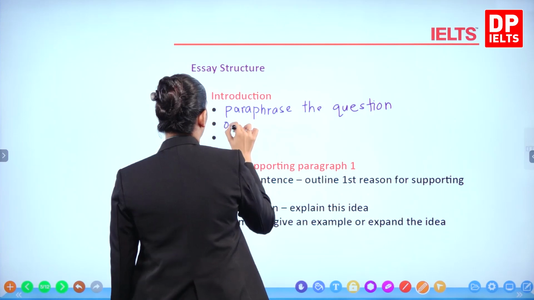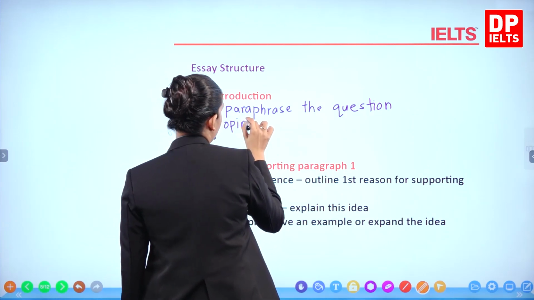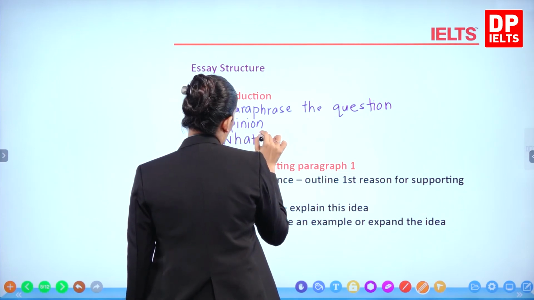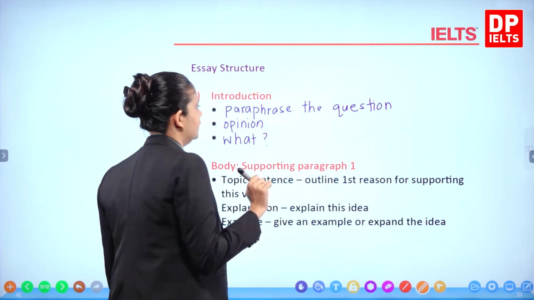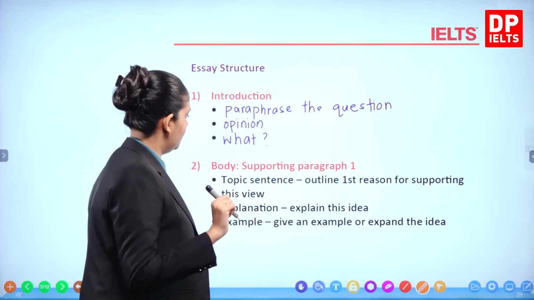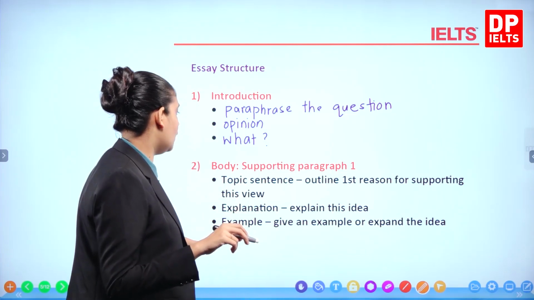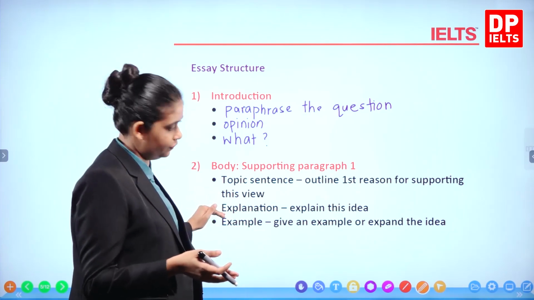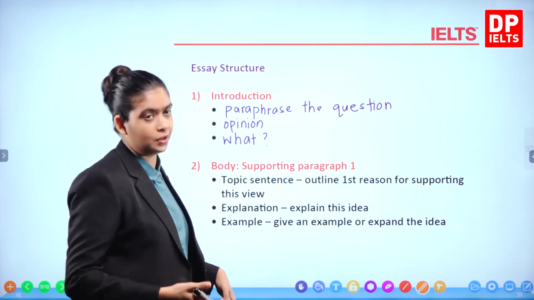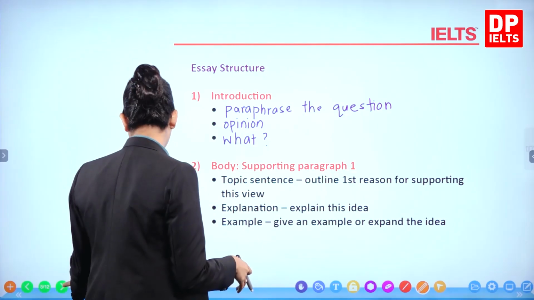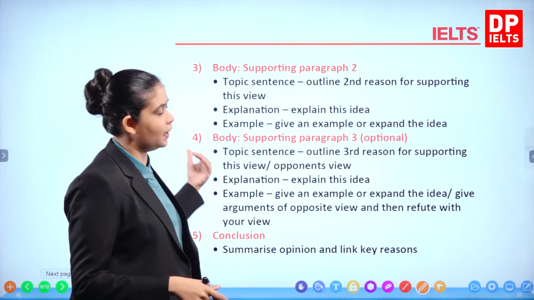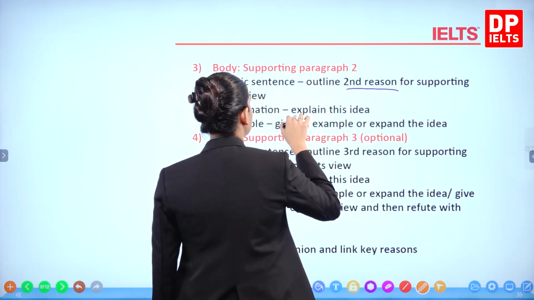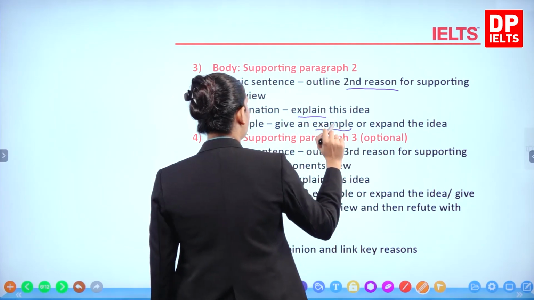Then you have your opinion. And you also have your what question tag answered. What exactly are you going to write in the essay? And then you have your body paragraph 1. So outline the first reason for supporting your view, and then you explain it and you put an example to work on your idea. Then you write your body para 2, where you write the second reason and you support it by using explanations and examples.